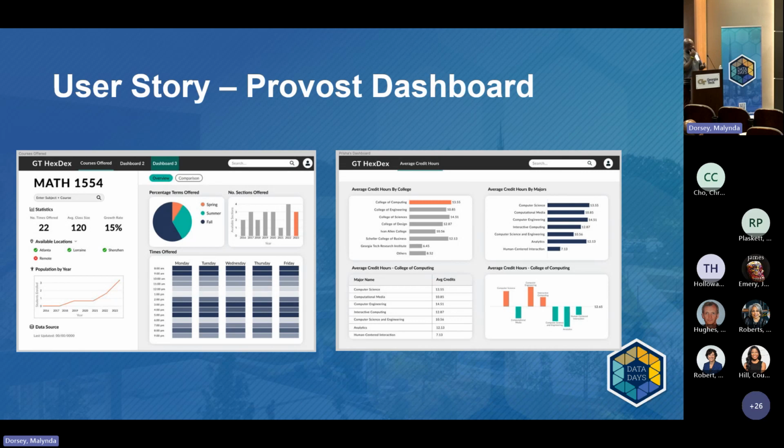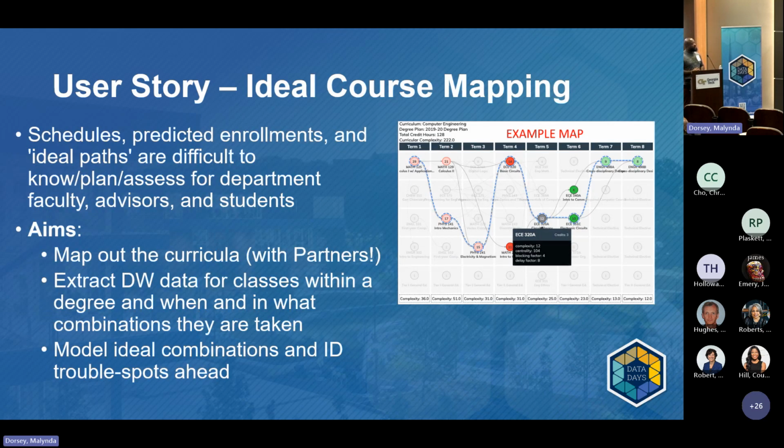This is a really great team that is probably one of the biggest teams in VIP because the students are really excited about the prospects of creating something that can help them as well as future students. So with that, I'm going to switch it over to my colleague Emily to talk about ideal course mappings.